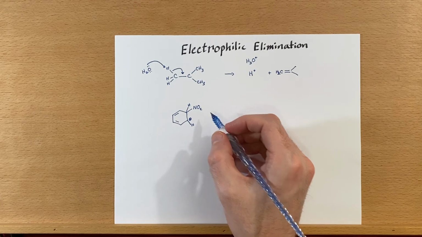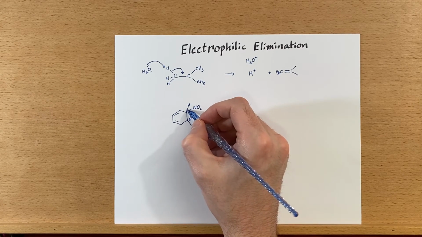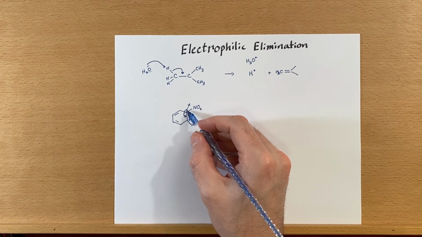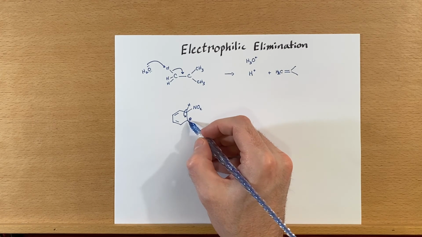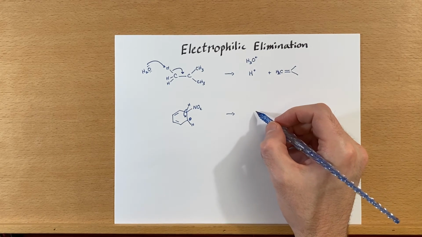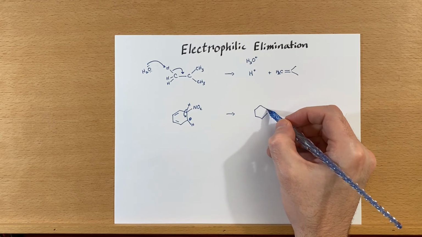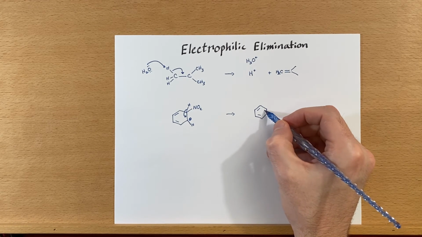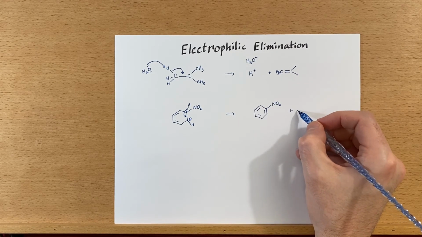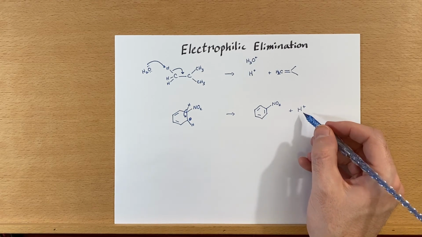So let's have this leave. So we'll draw that proton's electrons go into the carbon-carbon bond here. And we're going to generate our aromatic ring back. And we've eliminated an electrophile again, which is H+.